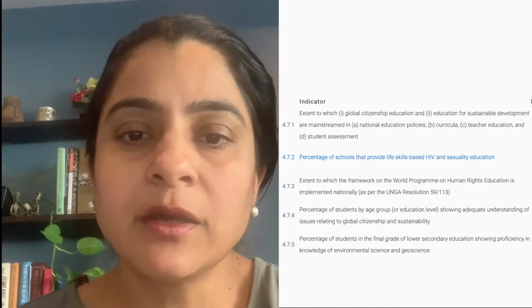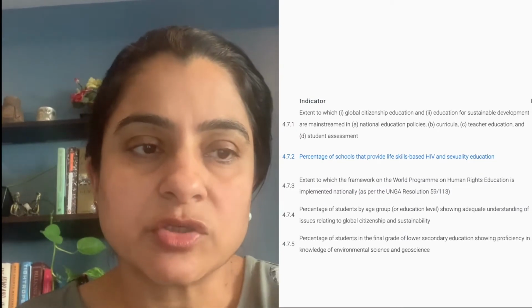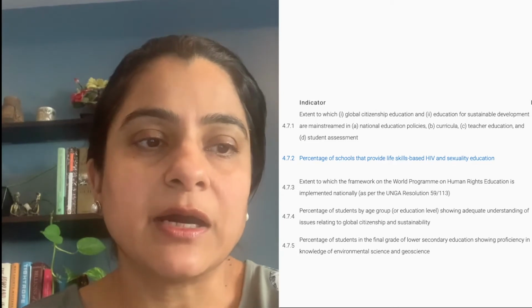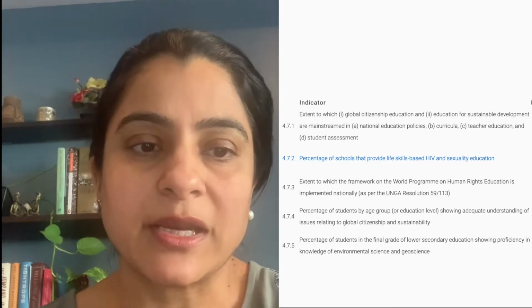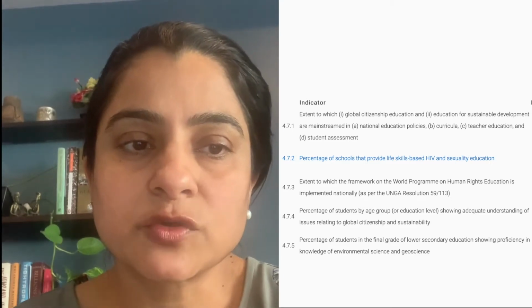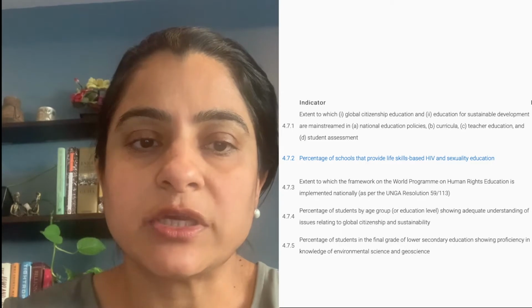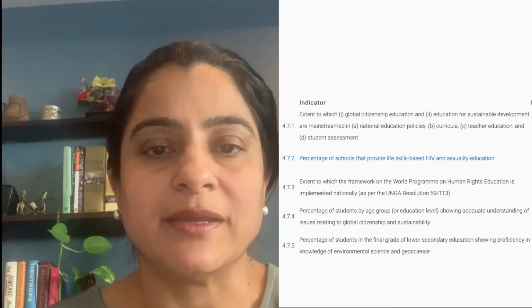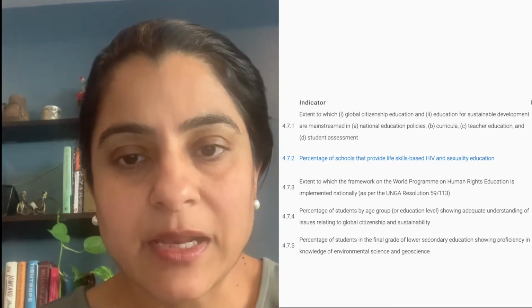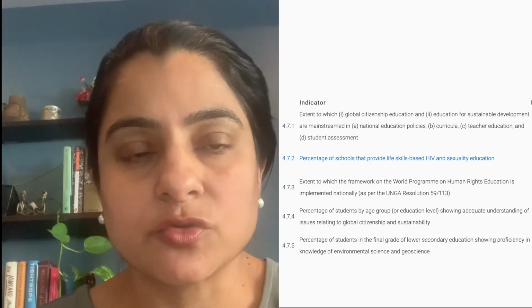Some concrete, more quantifiable measures of target 4.7 are the percentage of schools that provide life skills-based HIV and sexuality education, and the percentage of students in the final grade of lower secondary education showing proficiency in knowledge of environmental science and geosciences. They are very much quantifiable and they could be sent as indicators to UIS. But it falls short because this is really just whether or not we're integrating specific science concepts into the curriculum, right, or into the teacher training and assessment and so on.